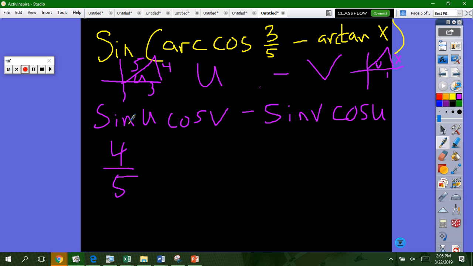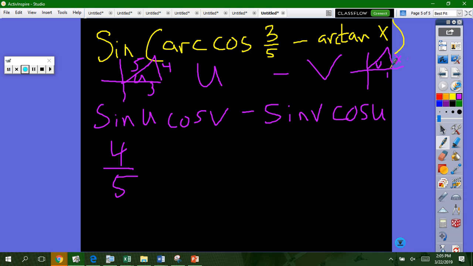It's not arcsine, it's the sine of u. With me? I'm going to the triangle u. The arc cosine built this triangle, because remember, it gives us an angle. What angle did we call it? U. And there it is, right there.